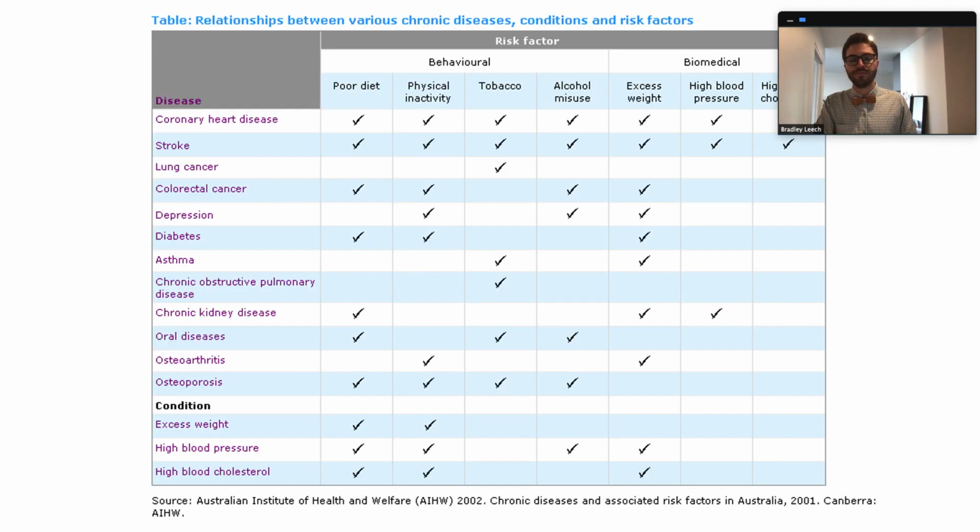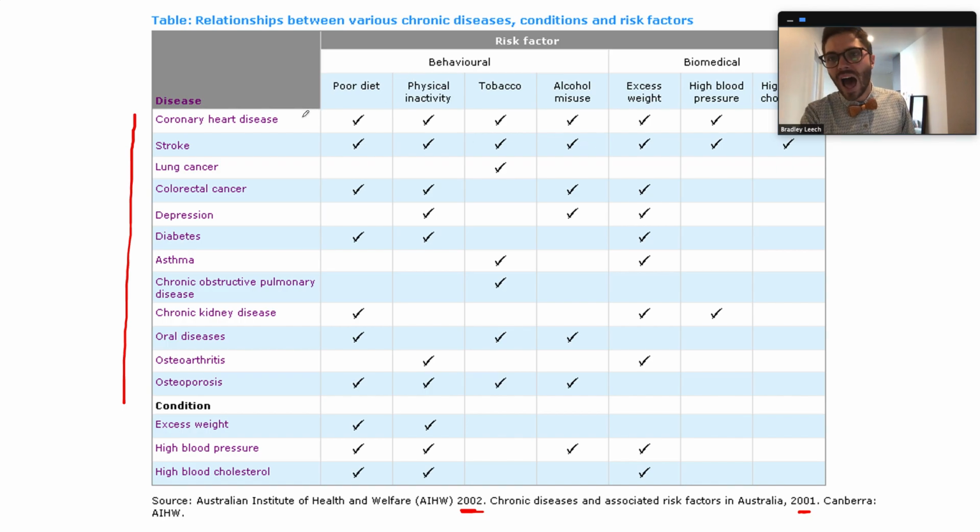Now this is an interesting one. Just bear in mind, this is from that 2001, 2002 era. Unfortunately, I was trying to find an updated version of this. There isn't one available, so I'm actually going to add in where research has changed in the last 20 years. So down along this column, you've got all of these chronic diseases, and across up here we've got particular risk factors as well, and whether or not they go hand in hand.